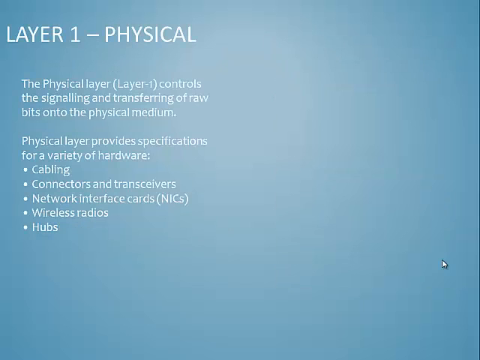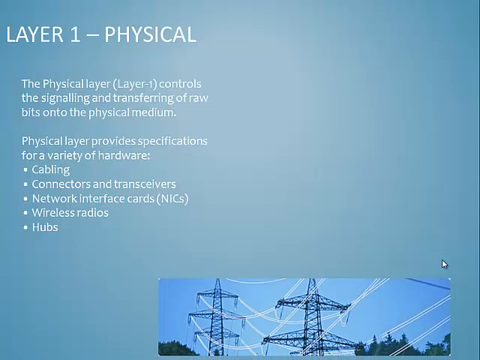Layer 1. Physical. The physical layer controls the signaling and transferring of raw bits onto the physical medium. The physical layer provides a specification for a variety of hardware: cabling, connectors and transceivers, network interface cards, wireless radios, and hubs.